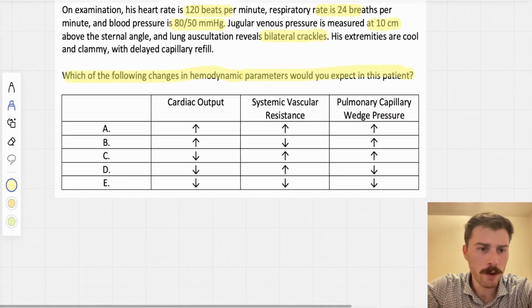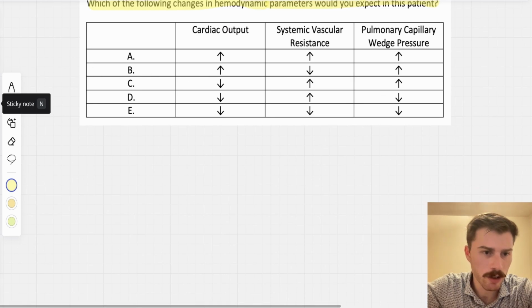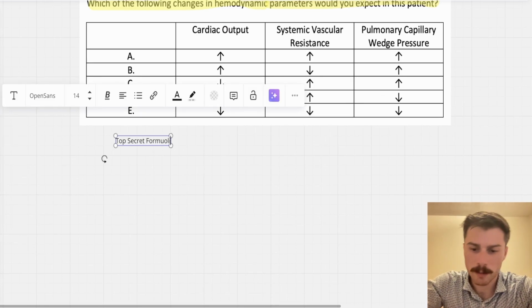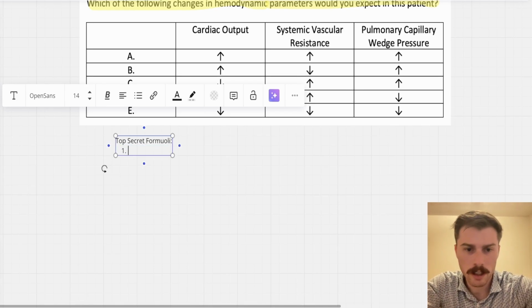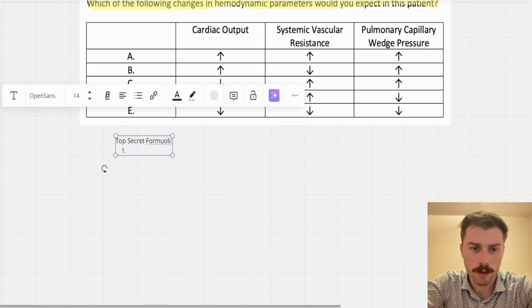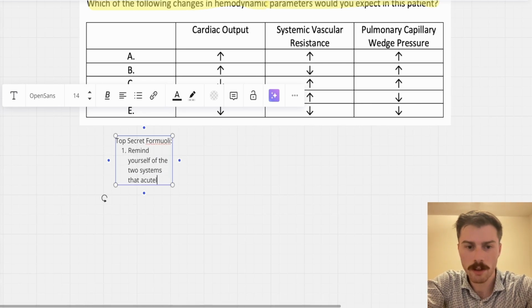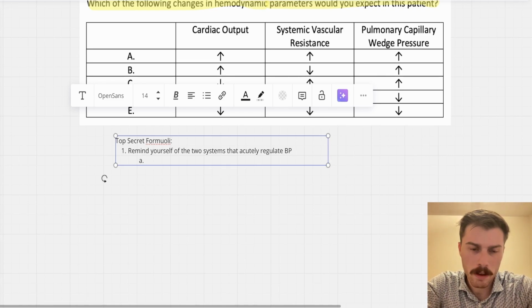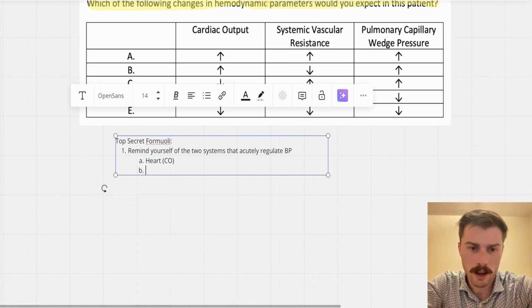Okay, so there's a few things you need to do whenever you're approaching these shock questions. I'm going to give you my top secret formula here. Top secret formulae. So first thing you need to do is remind yourself of the two systems that acutely regulate blood pressure. All right, Dora the Explorer time. What are those? Just kidding. I'm not going to make you wait. So the first one would be the heart, or your cardiac output. And second would be the vascular tone, or your SVR.